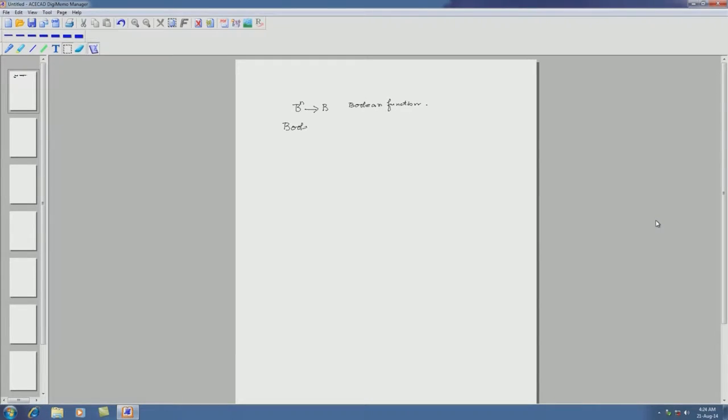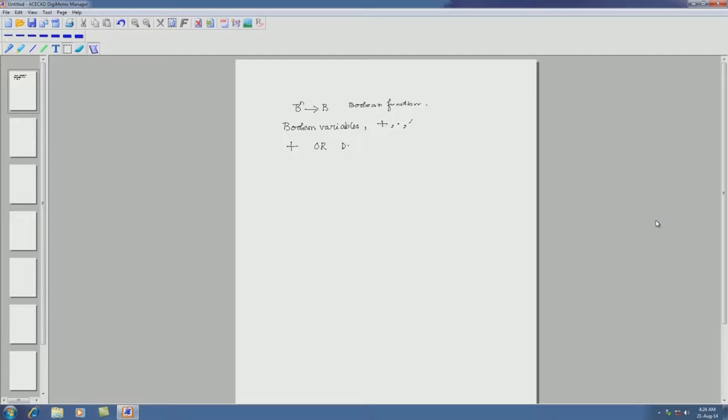Now, by a Boolean expression, we mean an expression consisting of Boolean variables and the operations plus, dot and complementation. Of course, there are other names of these operations. The plus is sometimes called or, disjunction. This dot is called and, or conjunction. And this prime is called not, or complementation.